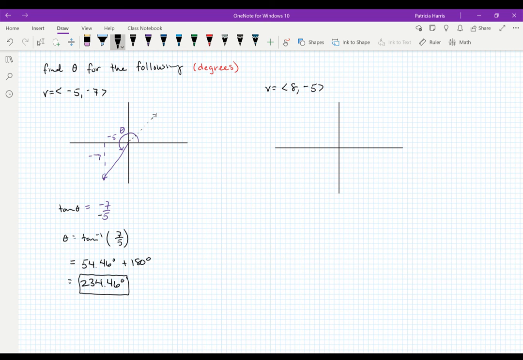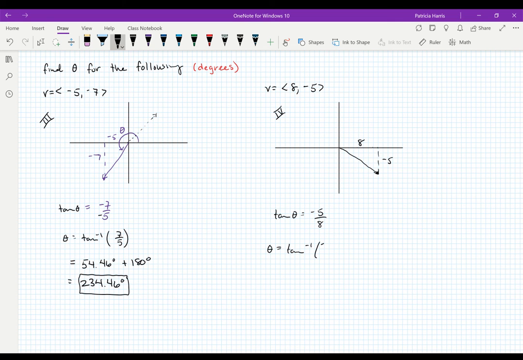Okay, let's try this one. I have 8 and then negative 5. So 1, 2, 3, 4, 5, 6, 7, 8, and negative 5. There's my vector. I'm going to draw my triangle: 8, negative 5. Notice I'm in quadrant 4 now. This one I was in quadrant 3. So tangent theta is negative 5 over 8. To find theta, we're going to use the tangent inverse.